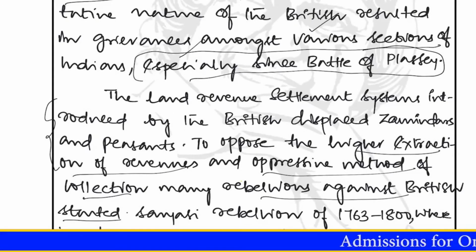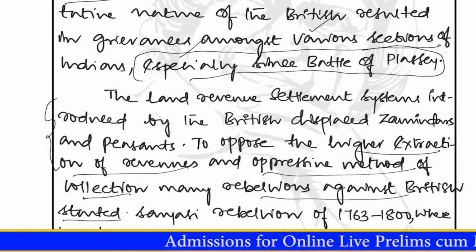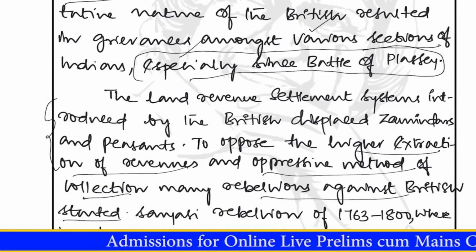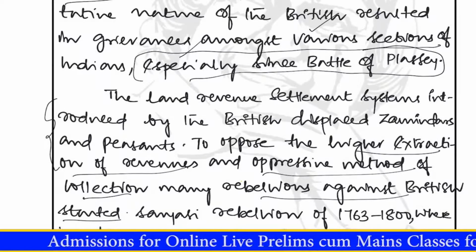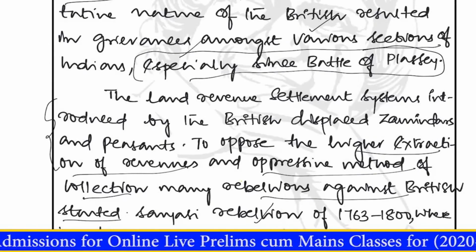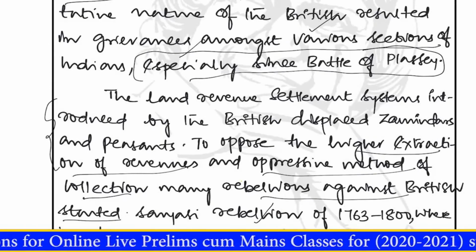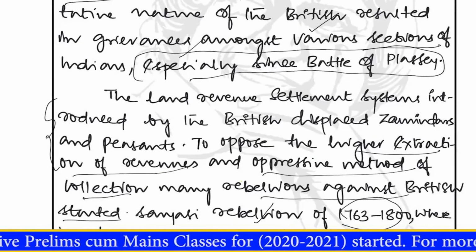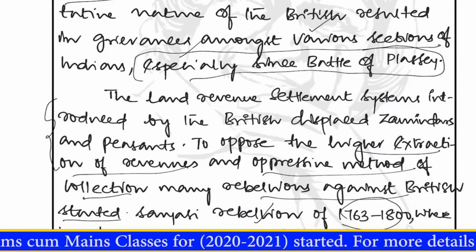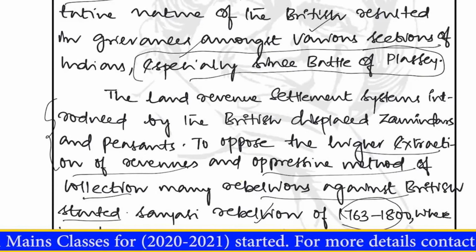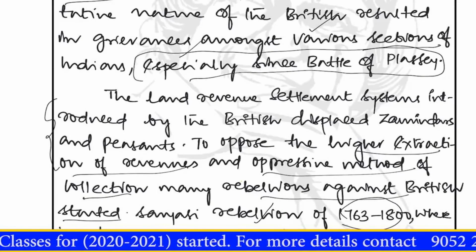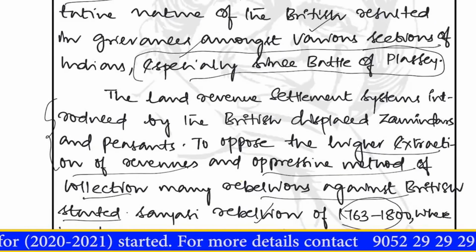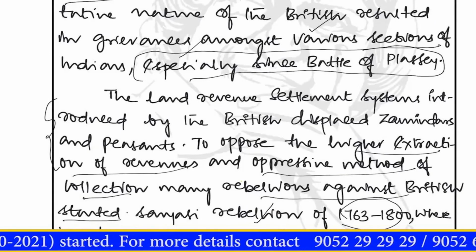So which type of rebellions do we choose? Those rebellions whose primary cause is the revenue policies of the Britishers. For example, here we have chosen the Sannyasi Rebellion, which happened somewhere between 1763 and 1800. What is this rebellion? This rebellion is mostly led by sannyasis. Why did sannyasis lead this rebellion? Because their religious movement was restricted by the British policies.